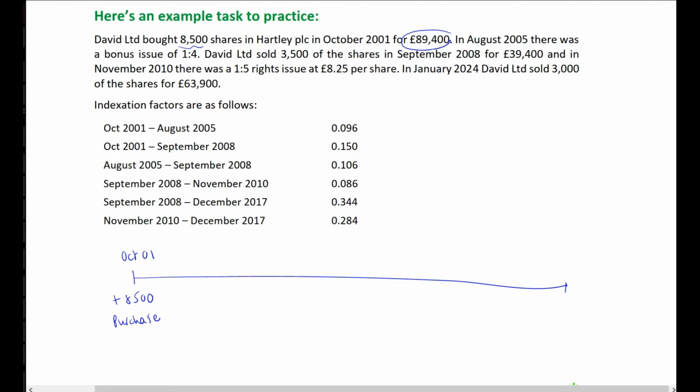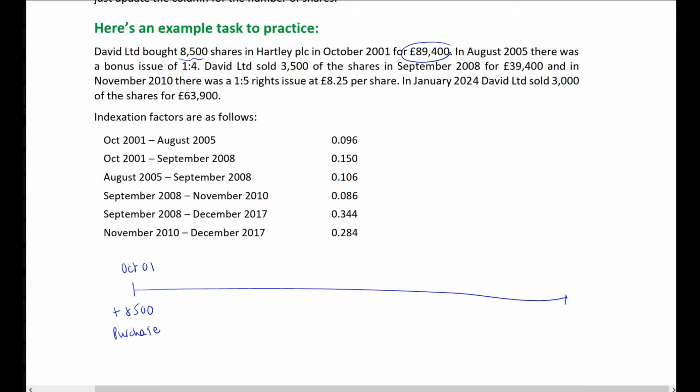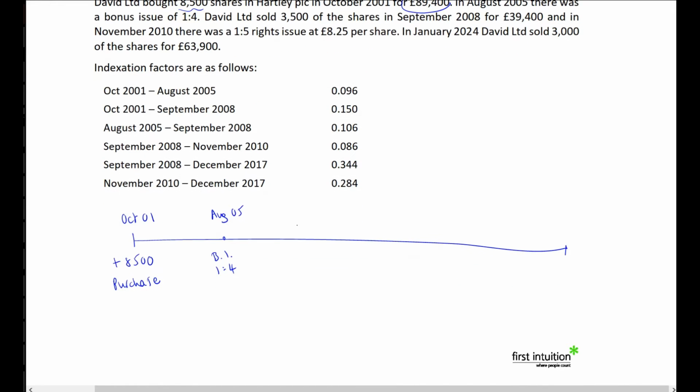Cost was 89,400, but I don't want to get my timeline too busy, so I'm not going to include that bit. In August 05, there was a bonus issue of 1 for 4. So August 05, there's a bonus issue 1 for 4. Now, what does that mean?